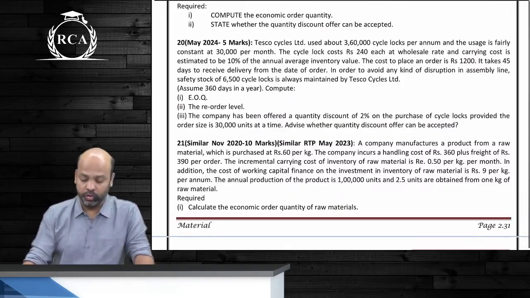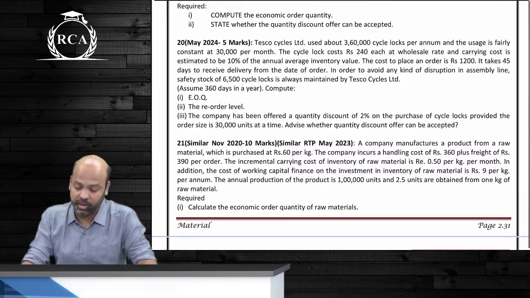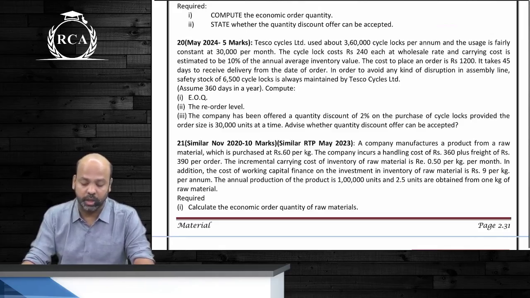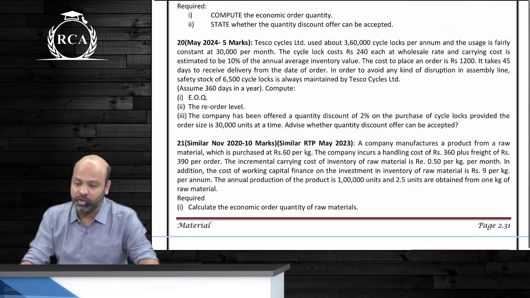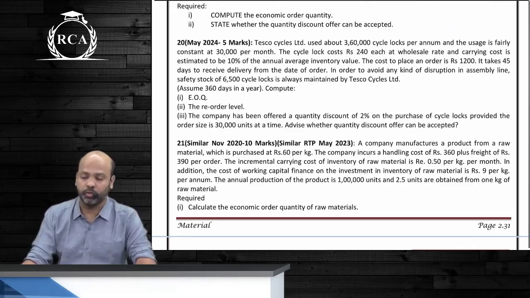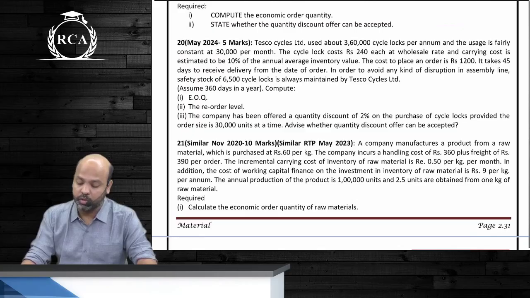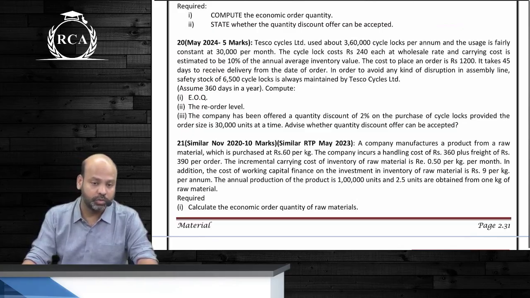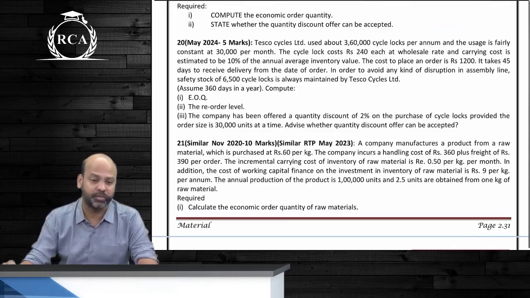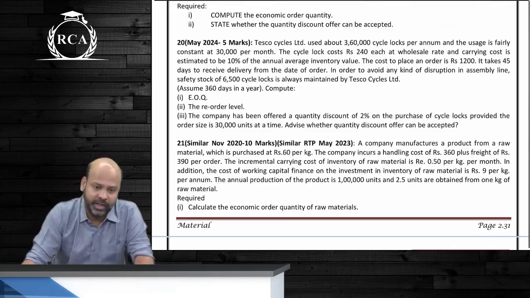Tesco cycles used about 3,60,000 cycle locks per annum, and the usage is fairly constant at 30,000 per month. They do not have to mention that guys. By default, the assumption is that the consumption is going to be uniform throughout the year. If they just mention annual consumption, we know that they're going to consume uniformly throughout the year. The cycle lock cost about 240 rupees each at wholesale rate, and the carrying cost is estimated to be 10% of the average annual inventory value. Meaning, beta, 10% of purchase price to be incurred on average inventory.